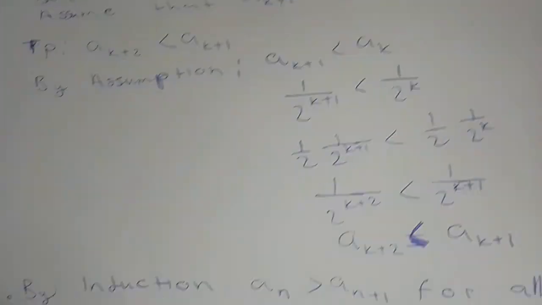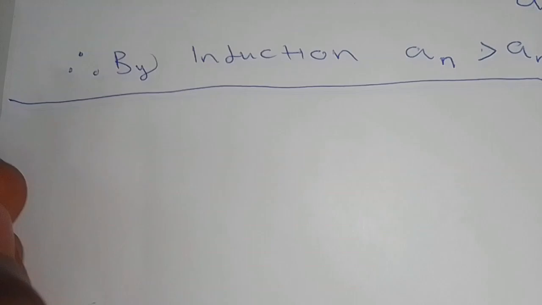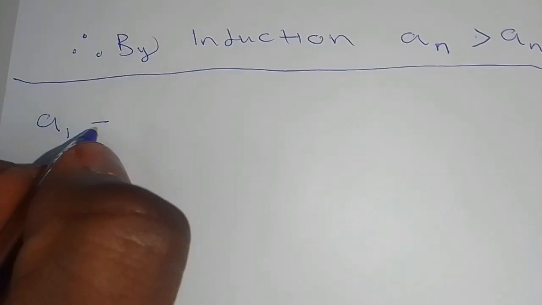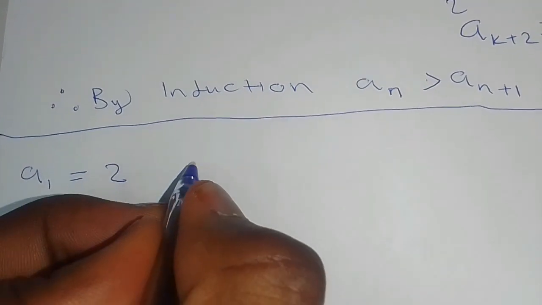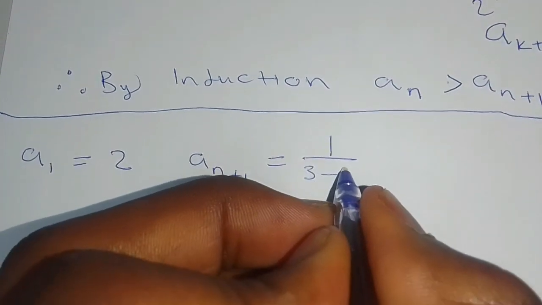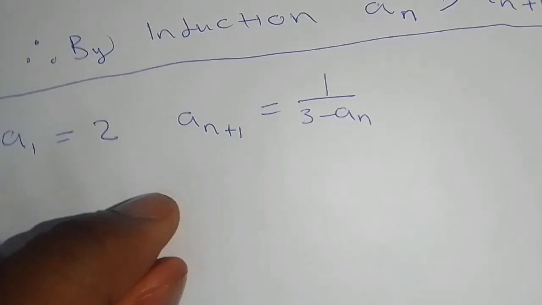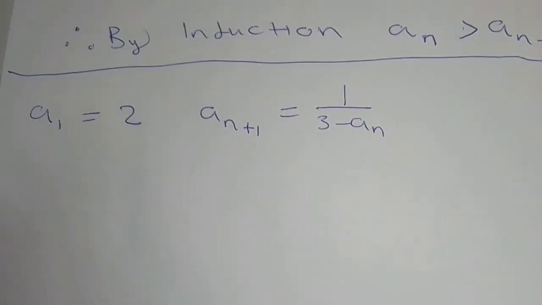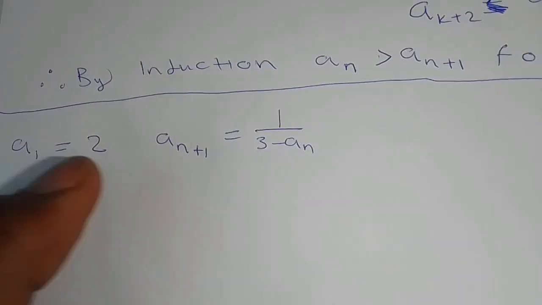Okay, so let's try a new problem now. Suppose we have a sequence that's defined with a1 equal to 2 and a_{n+1} equal to 1 over 3 minus a_n. We want to show by induction that this is a decreasing sequence.